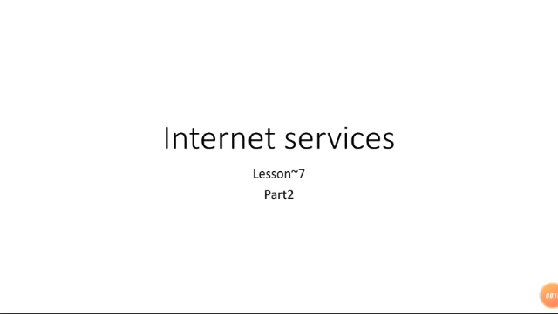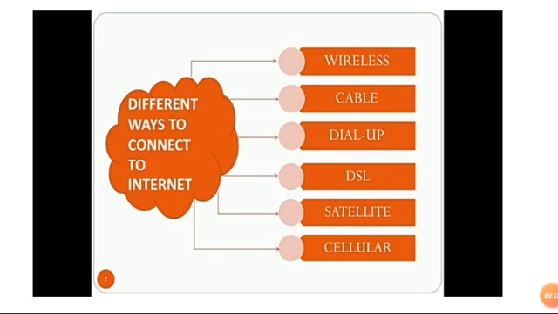So children, in the previous video, you had learned about the things we need to connect to the Internet. So here, you will be learning the types of Internet connection. The different ways to connect to Internet are through wireless connection, cable connection, dial-up connection, DSL, satellite connection and cellular connection.